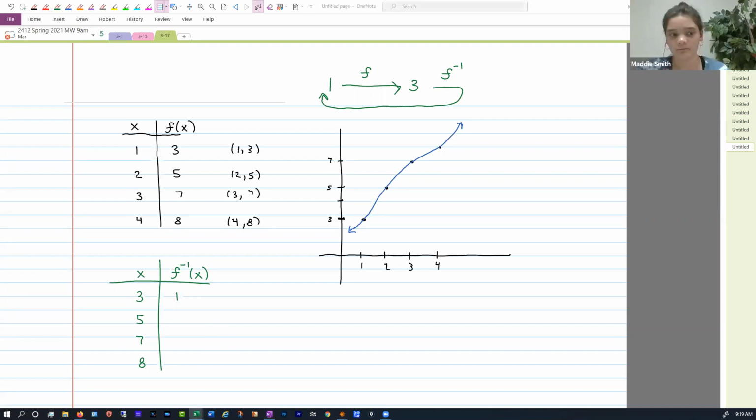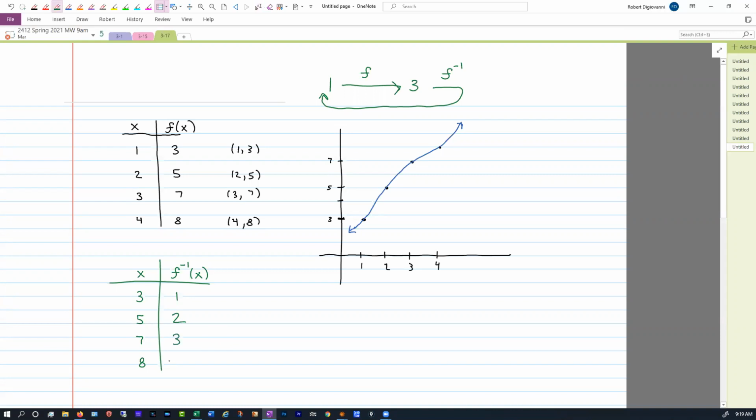Brianna? 5 would be 2, 7 would be 3, and 8 would be 4. Okay, now let's graph these.